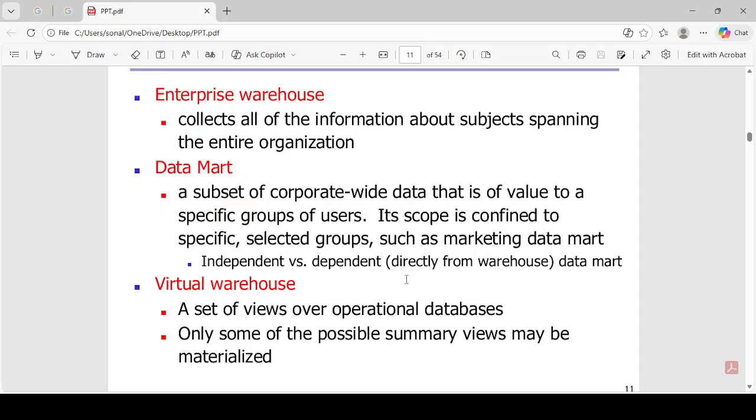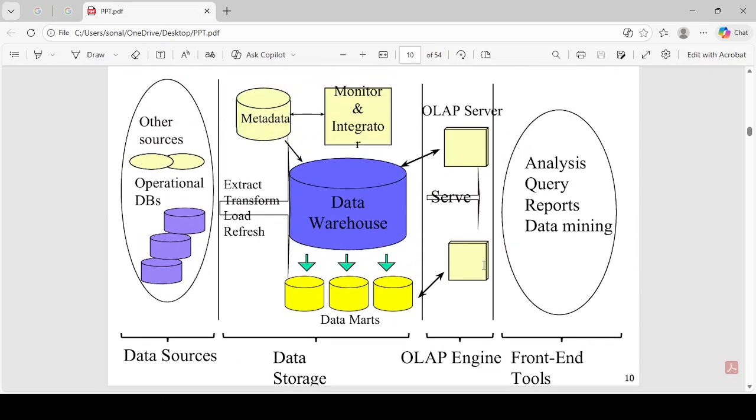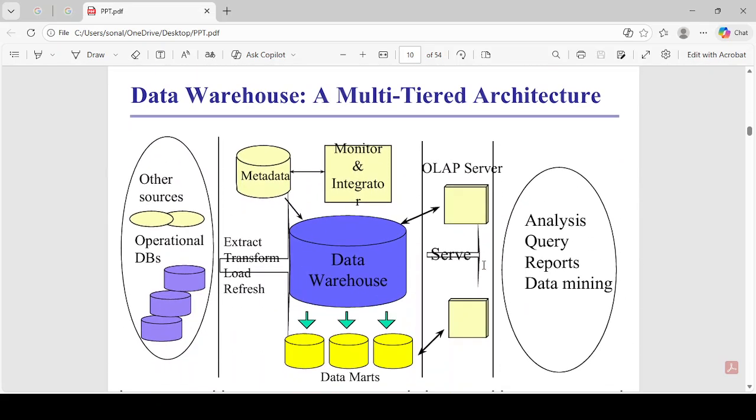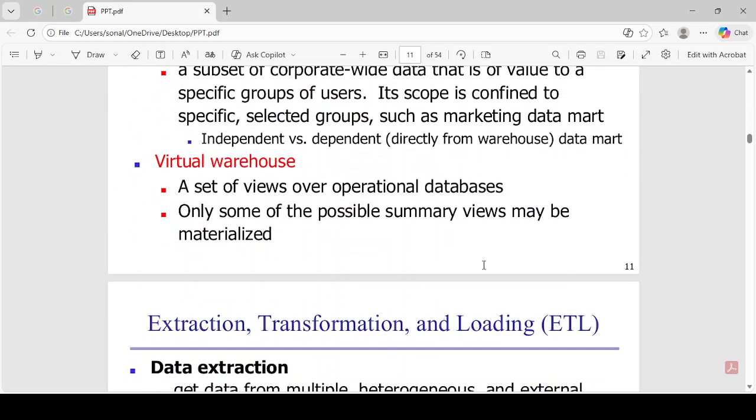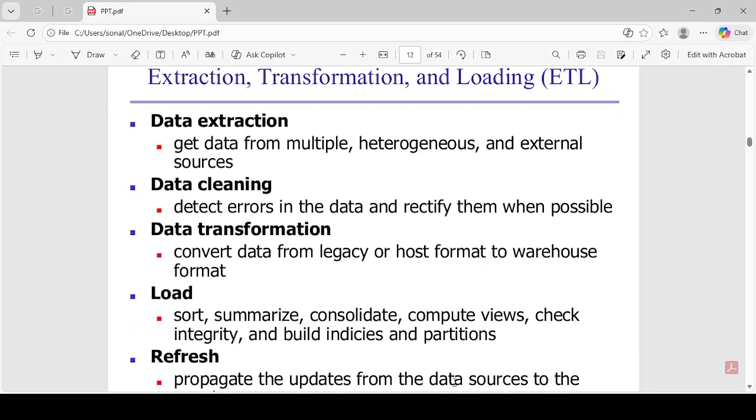The third type of warehouse is the virtual warehouse. Here, it is a set of views over the operational databases. Only a summary of the views can be obtained, not the entire multidimensional view. We generally make use of enterprise warehouses and data marts. So this was about the differentiation between OLTP and OLAP, the multi-tier architecture of a data warehouse, and the three data warehouse models. In the next lecture, we will start with extraction, transformation, and loading. Thank you for listening.